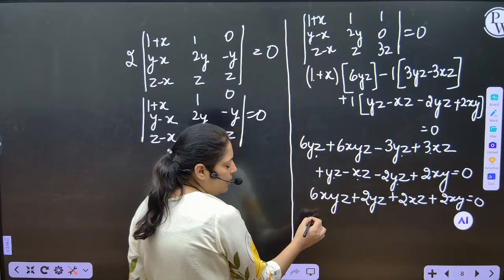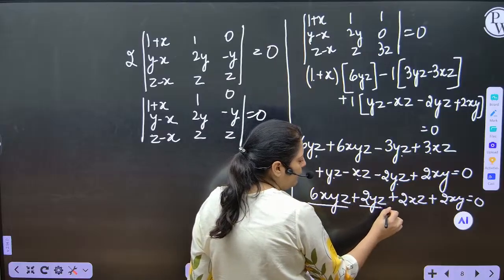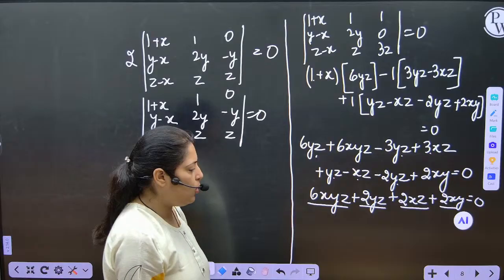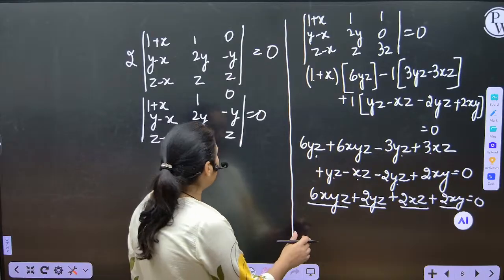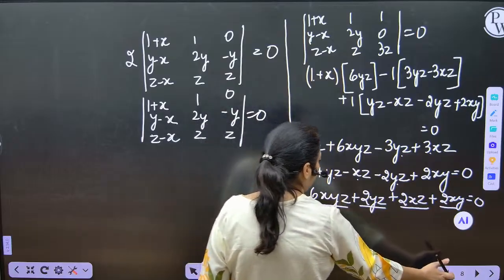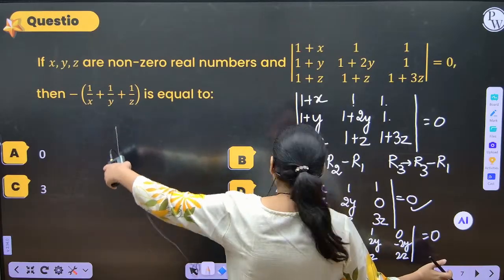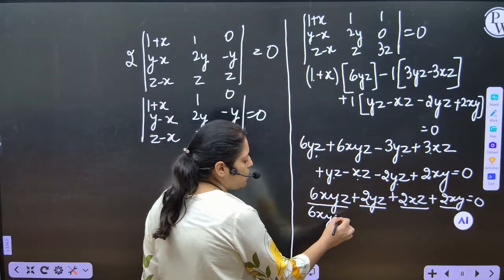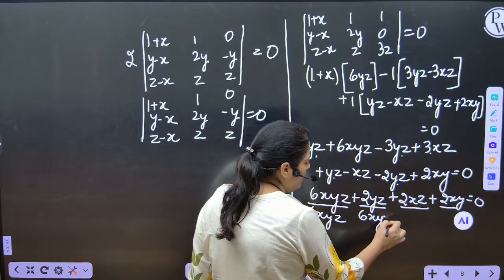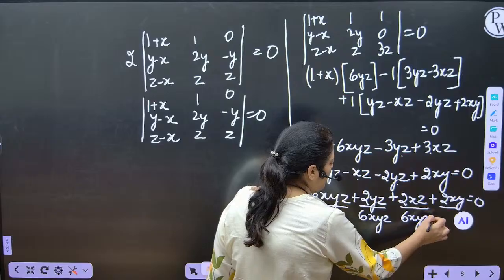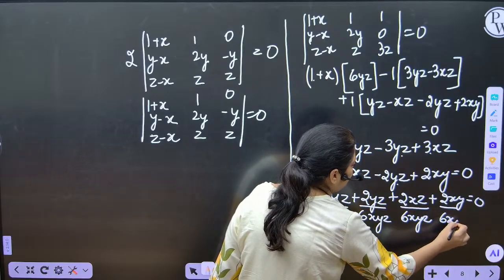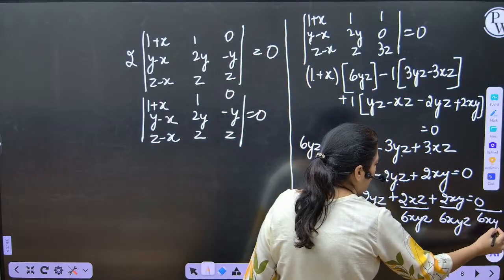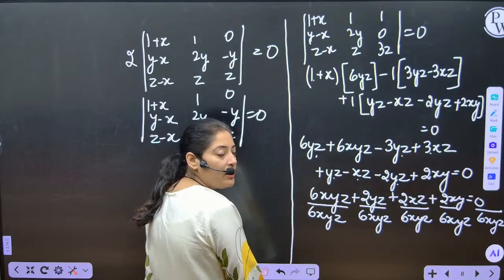Take 2 common, or what I can do is divide the full expression by 6xyz, because at the end what I want is 1 by x, 1 by y, 1 by z. Yes, I am getting the answer now. So now I am dividing all terms by 6xyz, and 0 is also divided by 6xyz. Both sides I am dividing by 6xyz.